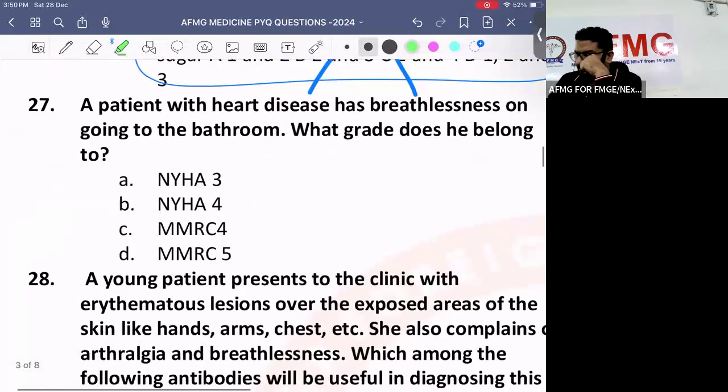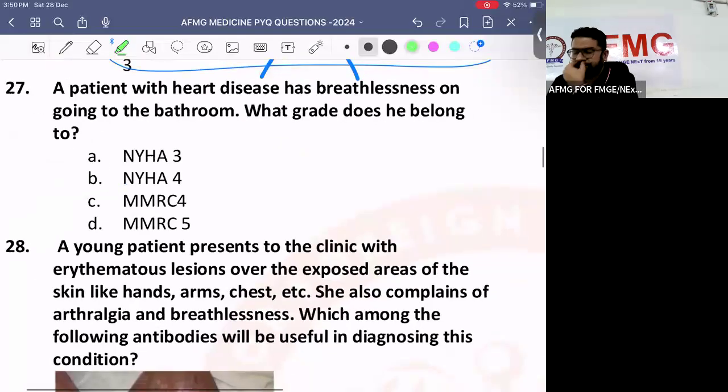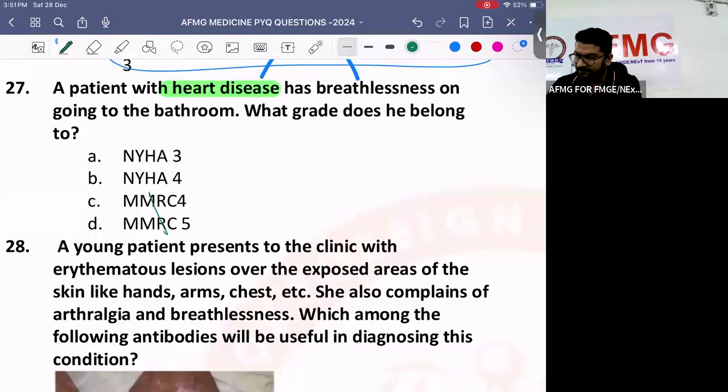Okay, so this one is easy. अब बताओ, what is the answer? कैसे कैसे solve करोगे? I will solve like this. Heart disease दिया है. These two are ruled out. Am I right?